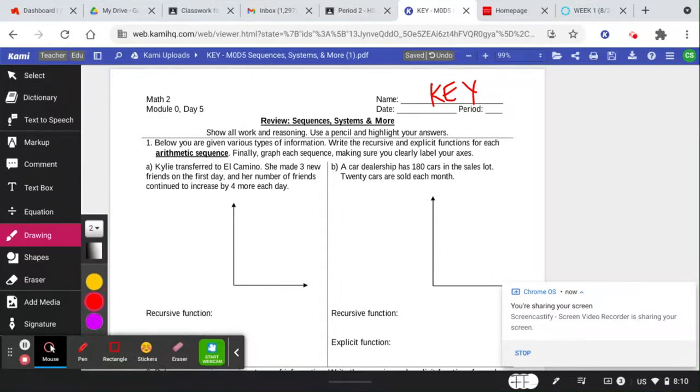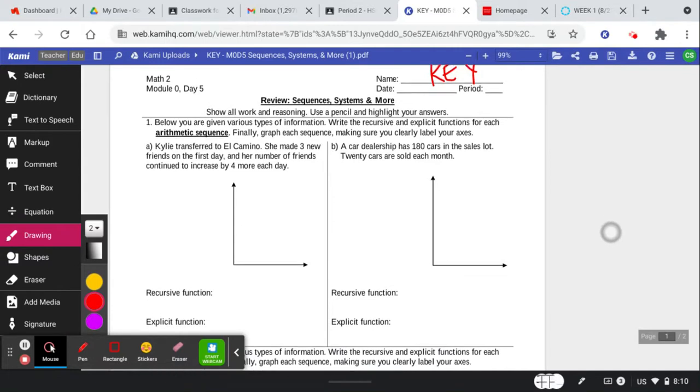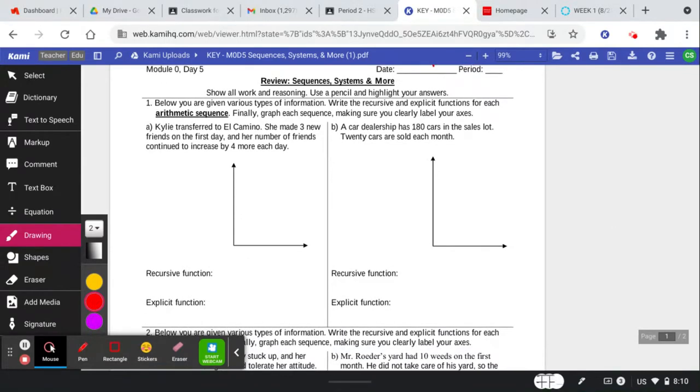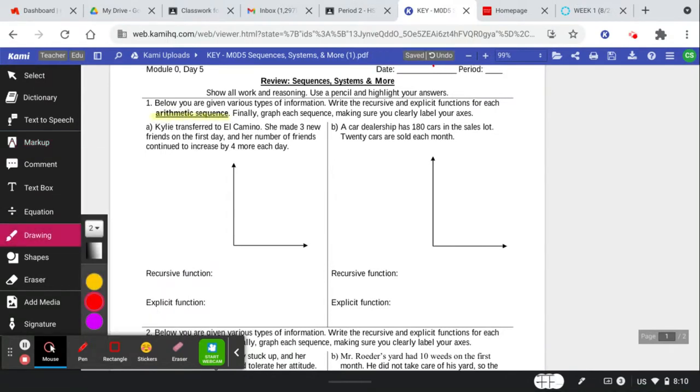Okay, on the front of this worksheet, we're practicing again with our sequences, and we're looking at them in context, where we're hoping that you can take out the information we need from the little scenario and that you're able to make a table, graph it, and write the recursive and explicit from it. So let's take a peek. Below, you're given various types of information. Write the recursive and explicit for each arithmetic sequence. So we're already being told to expect that these are going to be adding or subtracting some constant rate.